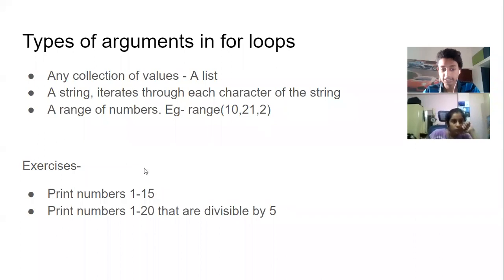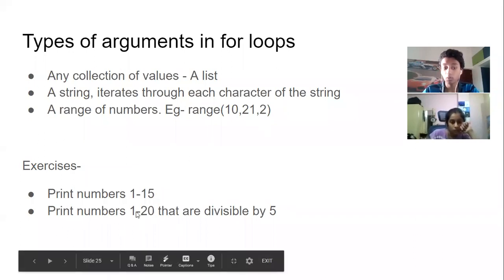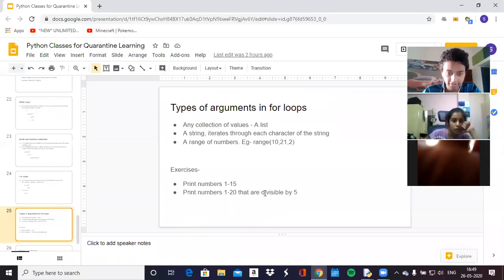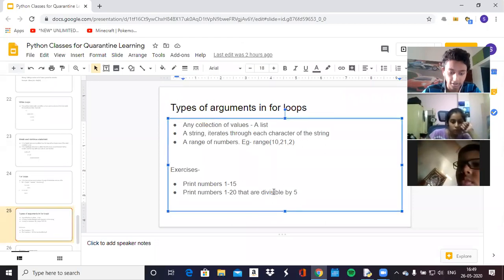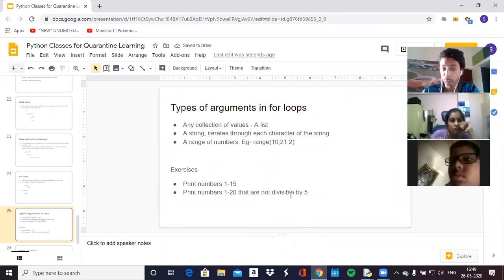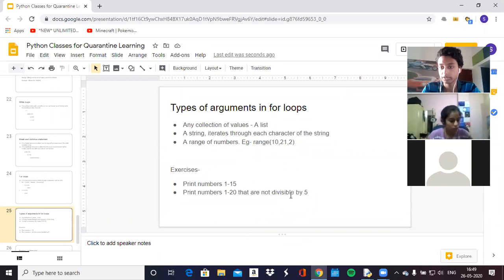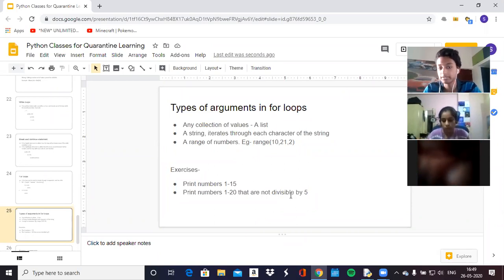Okay, so this is the exercise. Print numbers 1 to 20 that are not divisible by 5. I want you to print 1, 2, 3, 4, 6, 7, 8, 9, 11, 12, 13, 14, 16, 17, 18, 19.